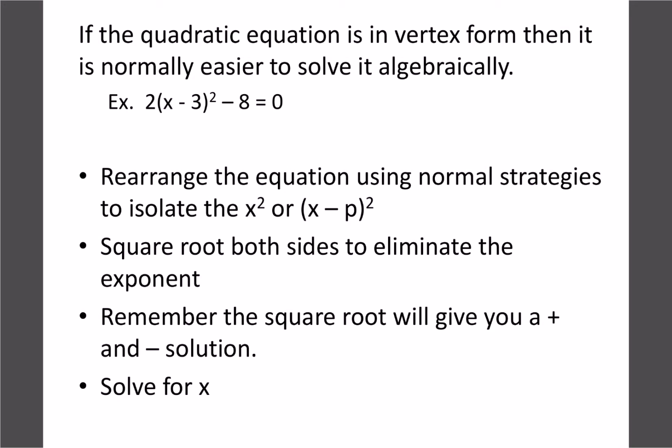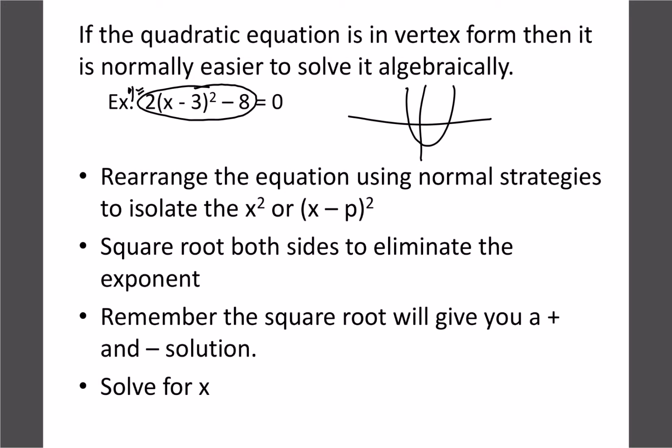So the first thing is, instead of graphing, we could still graph this. You could graph y equals 2(x minus 3) squared minus 8, and we would get our two solutions like we normally would, and that would be it. Find your x and y intercepts, or x-intercepts. The trick though is it's often easier to actually do this mathematically.